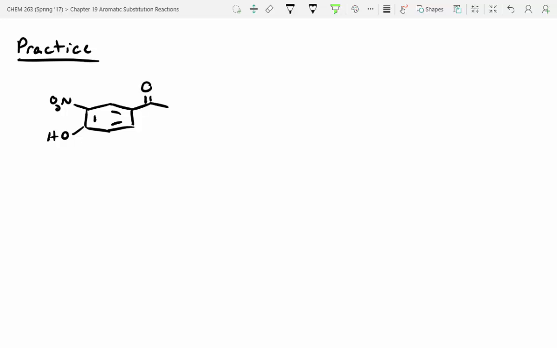Then you get your para position. Oops, shoot, sorry. I've made a mistake in my notes. This should be a bromine. We haven't covered how to install alcohols yet. We will get there though, just later. We can do substitution for bromine.